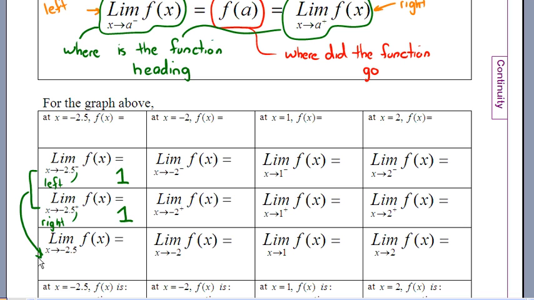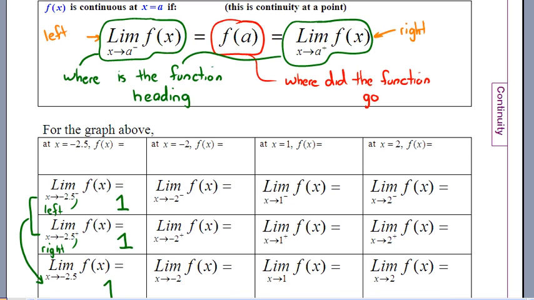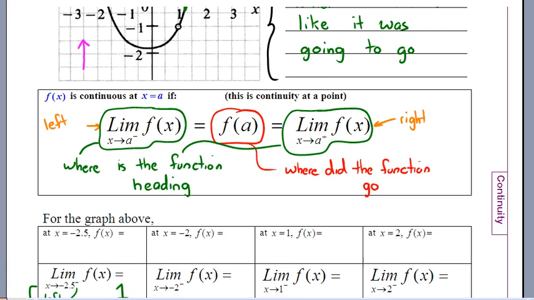What's the actual limit of the function? Not left, not right, just full-on limit. As you approach -2.5, well, they both agree. They're both saying 1, so I could say, oh, the limit is 1. We're definitely heading towards 1. Okay, well, that top box says, hey, let's actually look at the function. Let's look at the y value, right?